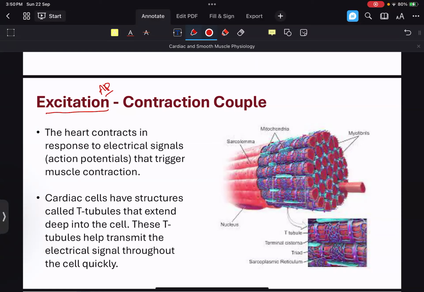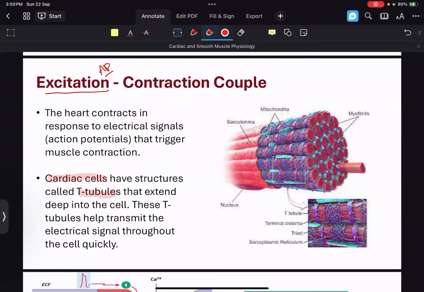What you need to know from this slide is that cardiac cells have a special structure called T-tubules. This is not found in smooth muscle cells, okay?